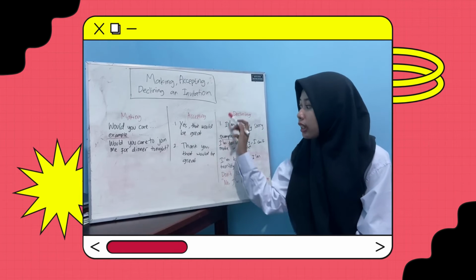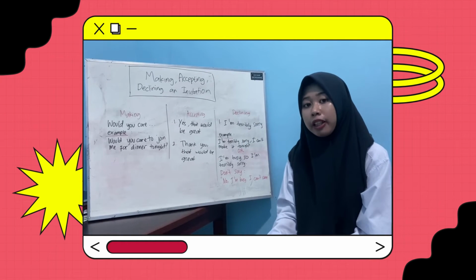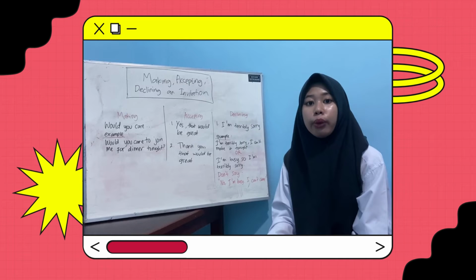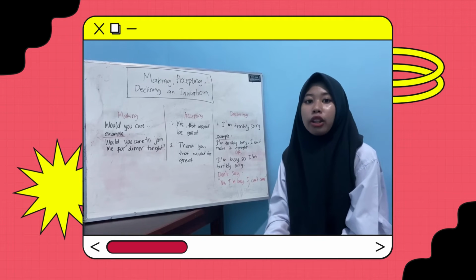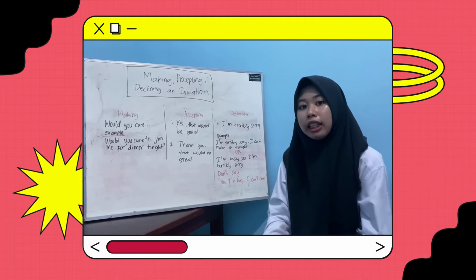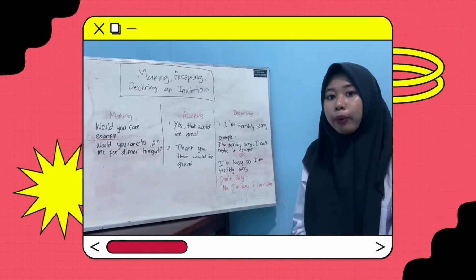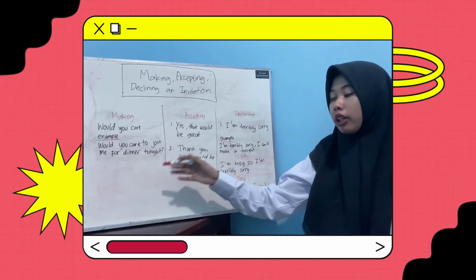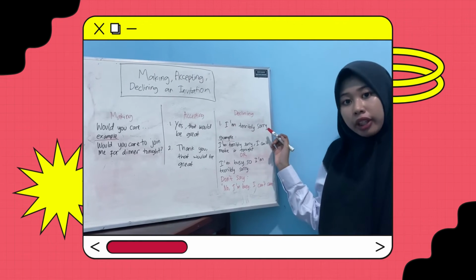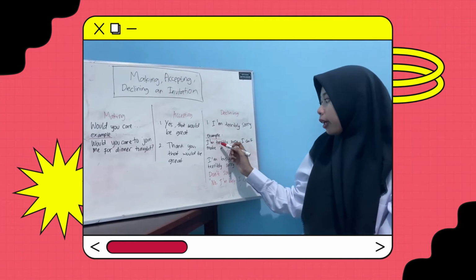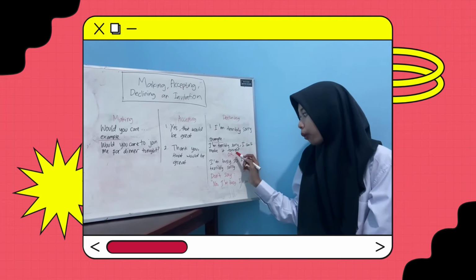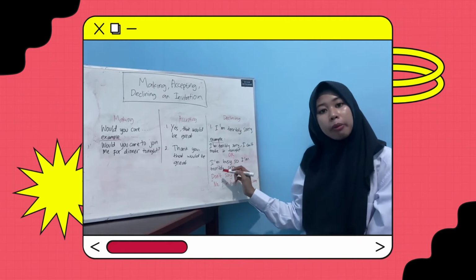These phrases are a positive response that means you are really happy and you want to join them, and it means that you accept their invitation. But when you want to decline this question, you can say, I'm terribly sorry. For example, I'm terribly sorry I cannot make it tonight, or I'm busy, so I'm terribly sorry.